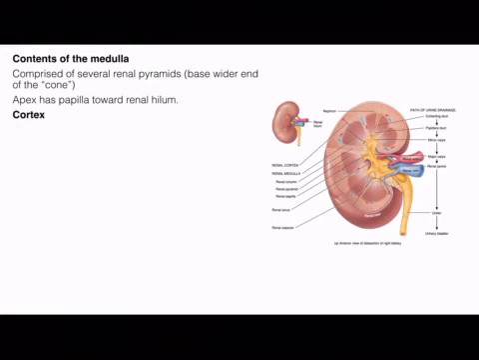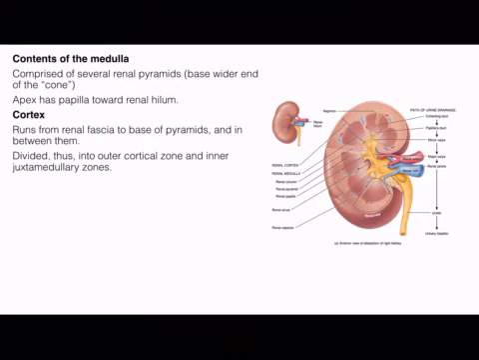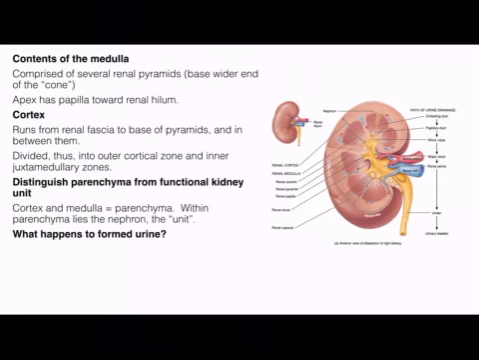So, cortex is basically everything else. It's that outer cortex, and then those renal columns either side. Parenchyma would be the cortex and medulla. The functional kidney unit is, of course, the nephron.